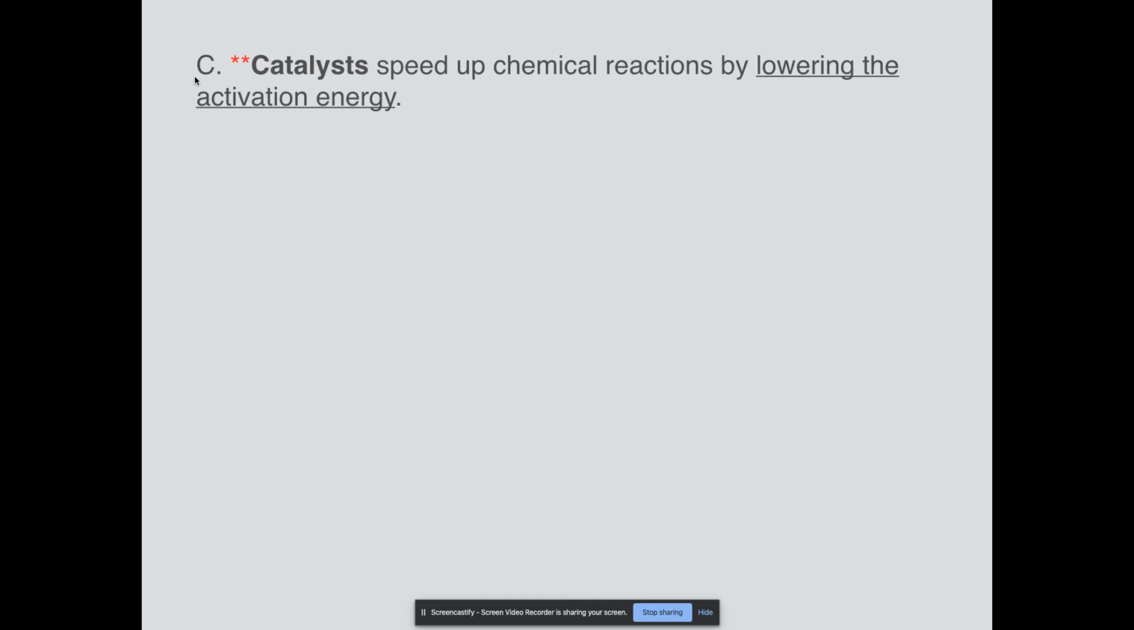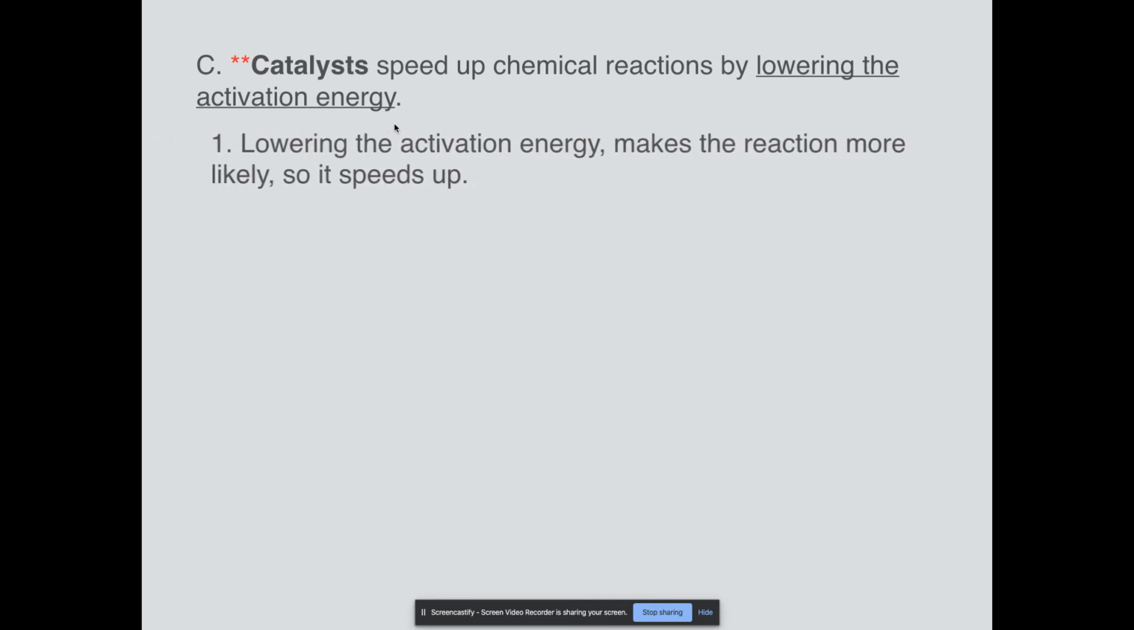Last but not least, catalysts. So catalysts speed up chemical reactions. They make reactions happen faster, but the way they work is they lower that activation energy. So that little hill that we had starts to shrink. And so picture this, right?